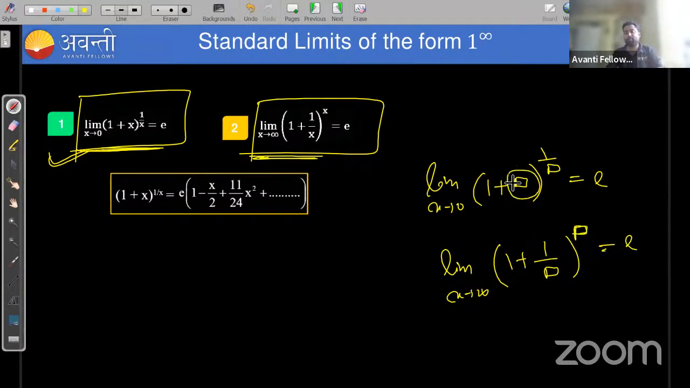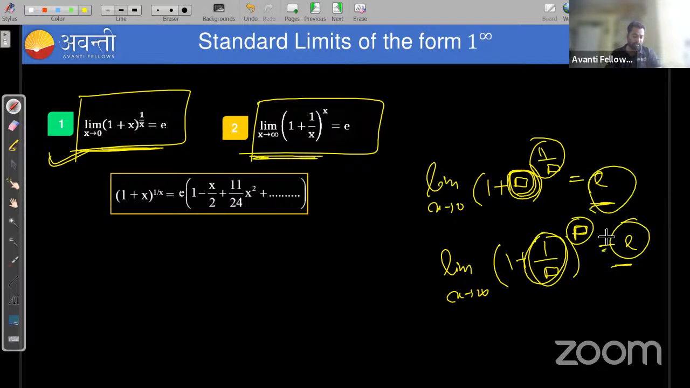Whether it is only one box or it is 1 upon box: when it is in the bracket as box, the power is 1 by box, and when it is in the bracket as 1 by box, the power is box. So both the limits have e as the value. Right. So this is the series expansion of (1 + x)^(1/x), that is e into (1 - x/2 + 11/24 x^2). So remember this series expansion, it will be useful in advanced also. Okay, so these two standard results you need to remember.